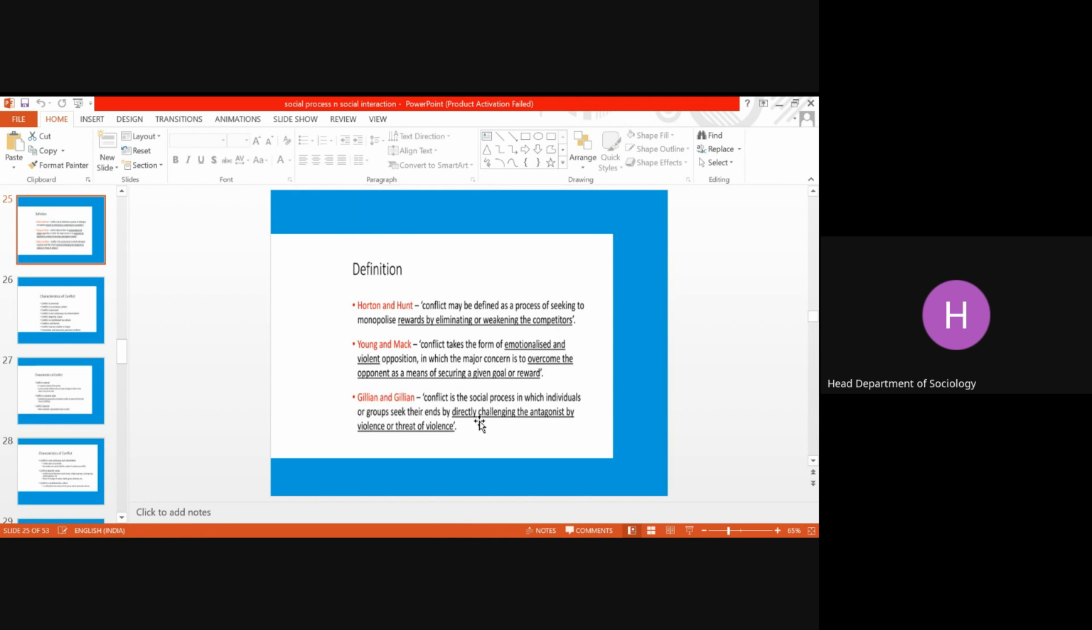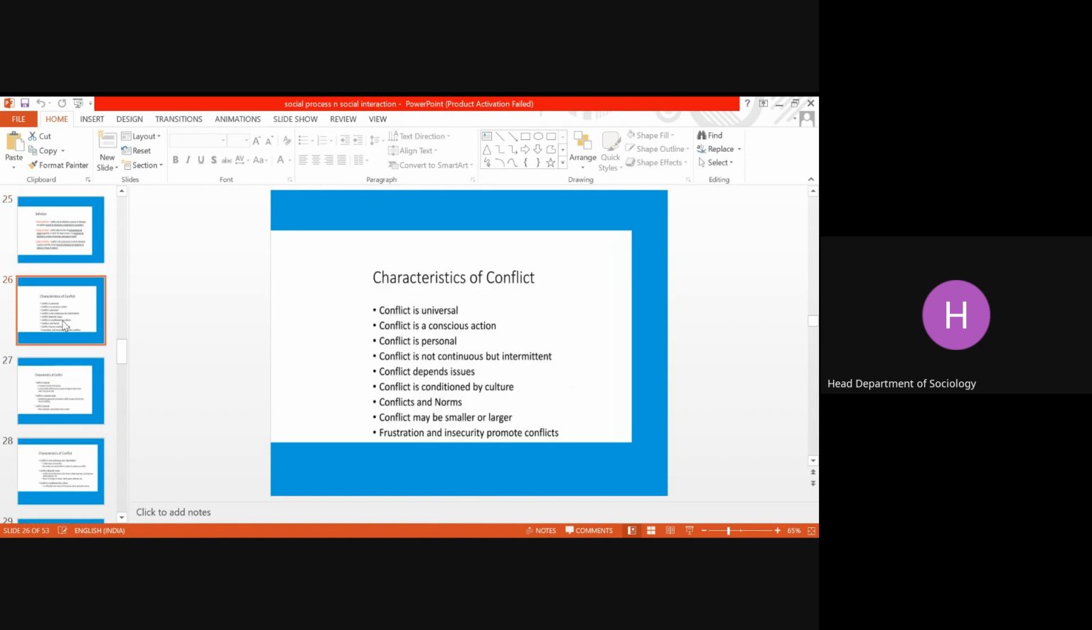Gillin and Gillin say that conflict is a social process in which individuals or groups seek their end by directly challenging the antagonist by violence or threat of violence. Here, if we see, we are aware that we are going to fight with the person whomever we want to fight. We decide that today I am going to fight with so and so person for so and so reason. Sometimes it happens, right or wrong. Do you agree?